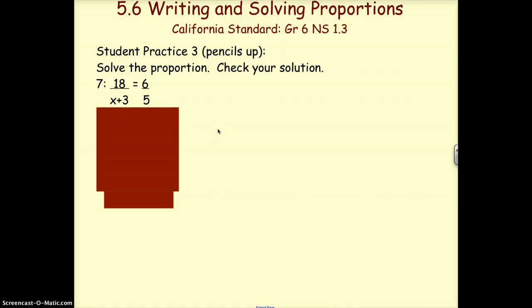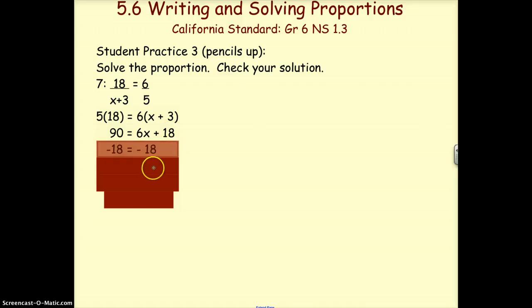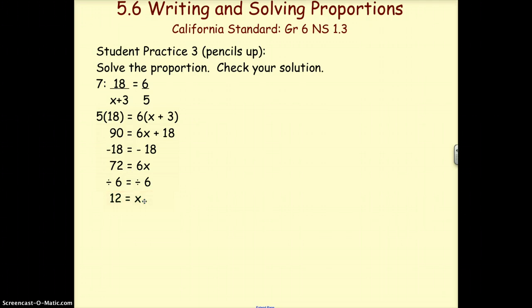Okay, let's see how you did. You cross multiply. Notice the 6 is being shared with the x and the 3. Then inverse operations tells me to start first with subtraction. And then I move into division. And I have my answer. Okay? So hopefully that was nice and easy for you.